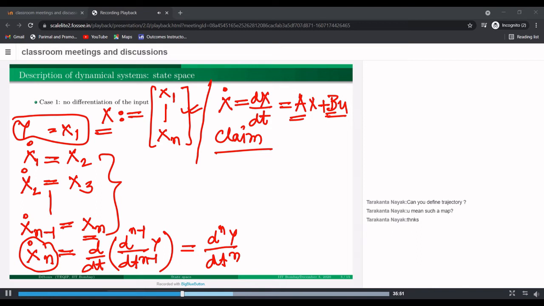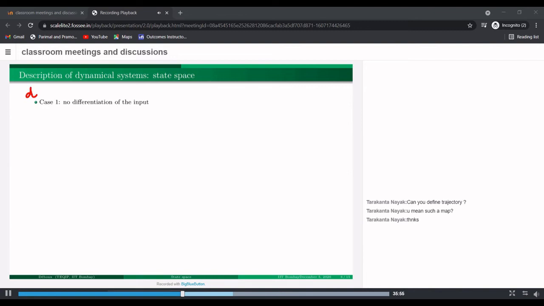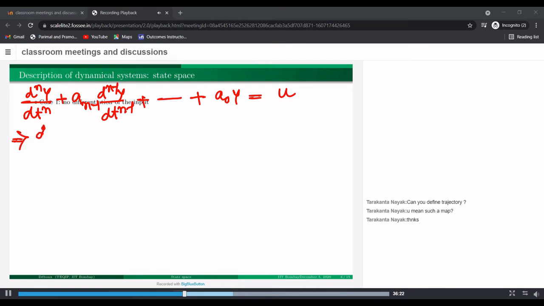Okay, what was that equation? Let me just rewrite that equation here. The equation that was given to us was d^n y dt^n plus a n minus 1 d^(n-1) y dt^(n-1) plus dot dot dot plus a0 y was equal to u. Now in the light of these new definitions, let me write everything in terms of the new definition. This is nothing but xn dot plus a n minus 1, this is xn, right, by definition, plus a n minus 2 into xn minus 1 plus dot dot dot up to a0 into x1, that must be equal to u.